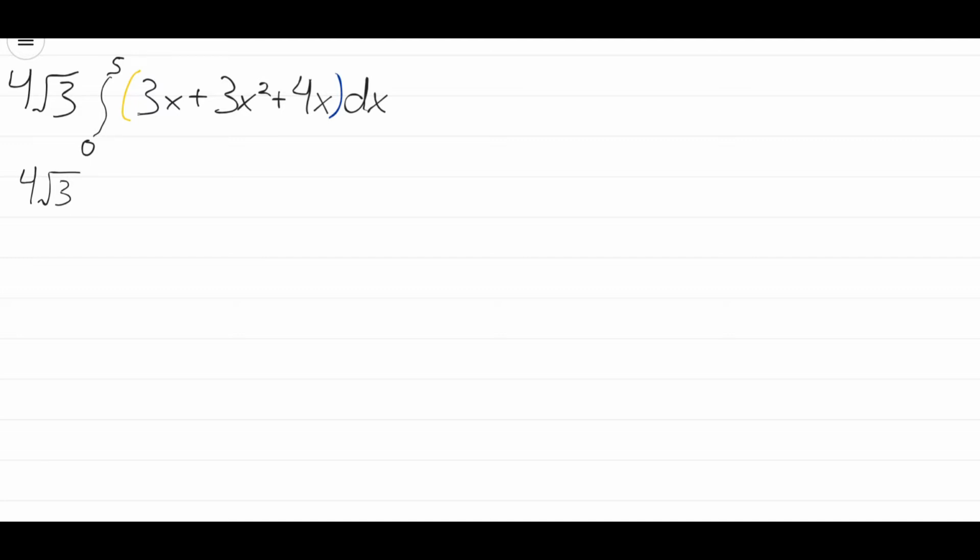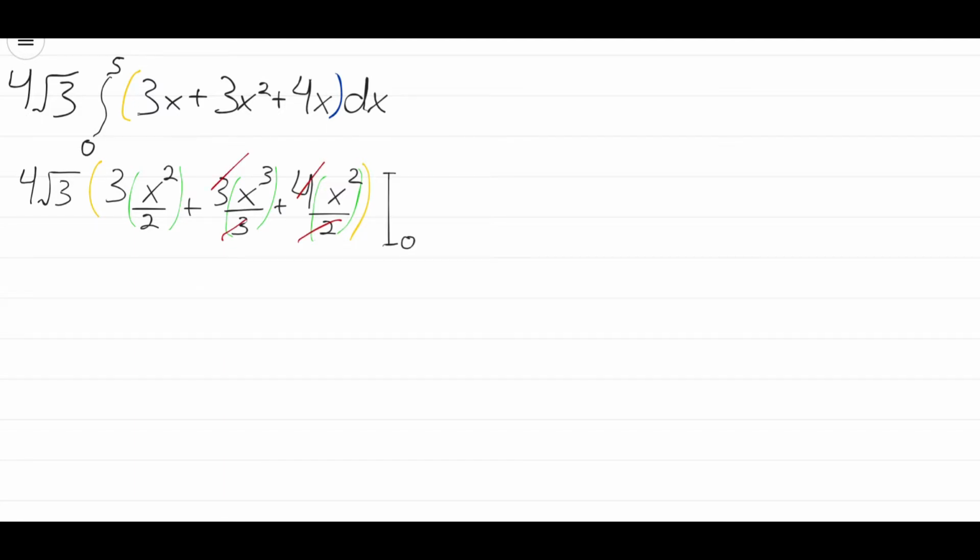So now we're going to integrate this with respect to x, and we're left with 3x squared over 2 plus 3, and then x squared integrated is x cubed over 3 plus 4, and then x integrated is x squared over 2. And this is bounded between 0 and 5. And notice how we can cancel out the 3's and we can simplify 4 over 2 to 2. So now furthermore, 3 over 2 x squared plus x cubed plus 2x squared, because 4 over 2 is 2, bounded between 5 and 0.